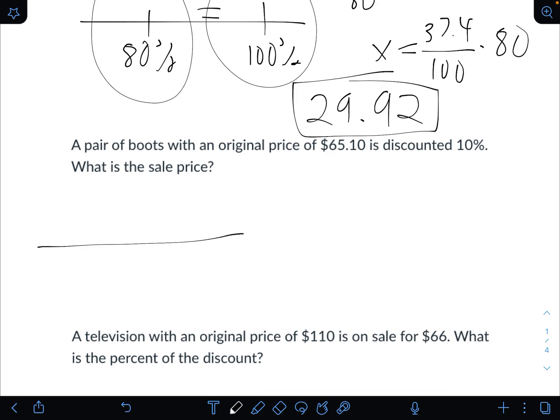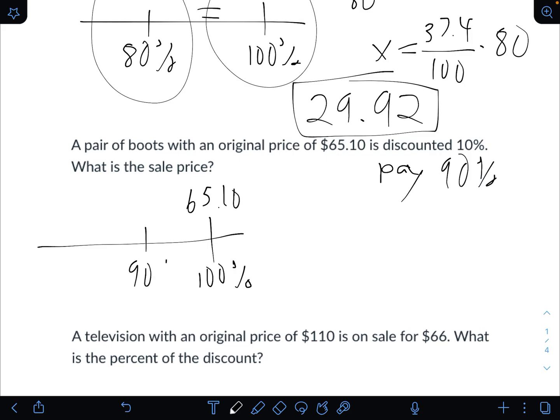So a pair of boots with an original price of $65.10 is discounted 10%. So now what's cool about having this model is you don't have to use a calculator if you don't want, or you can use it in a strategic way. So what we want to know, this is what we know. We know 100% is $65.10. It's discounted 10%. Okay? So how much do you pay? If you don't pay 10%, yeah, you pay 90%. So you want 90%.